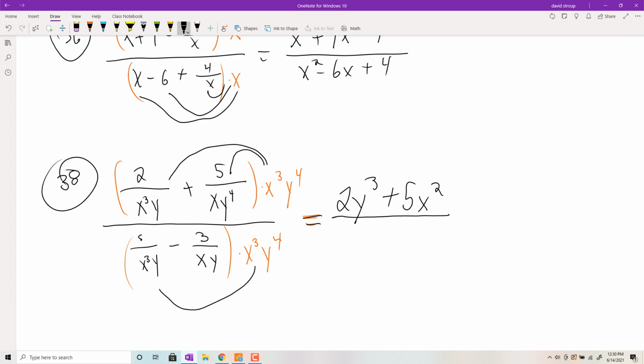Then in the denominator, in the first distribution, the x cubes will cancel. Then you'll have y to the 4th over y, so it'll just be y cubed, and then don't forget the 5. In the second distribution, you'll have x cubed over x, so just x squared. Of course, we have the minus 3 as well. And then y to the 4th over y, so you just have y cubed.